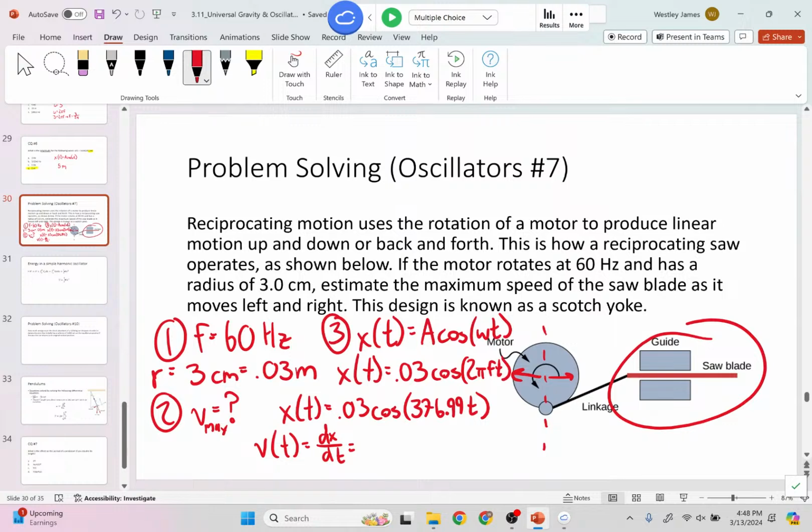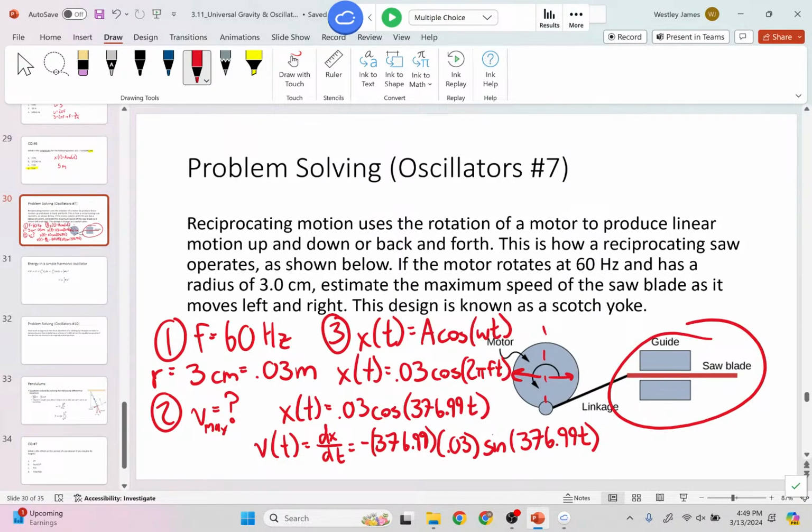So, the derivative of cosine is going to be negative, times the inside, so 376.99 times 0.03 times sine of the original inside, 376.99 t. Now, the problem didn't ask us to find the equation for velocity. It was actually, we need this for the next step. What we need is the max velocity.